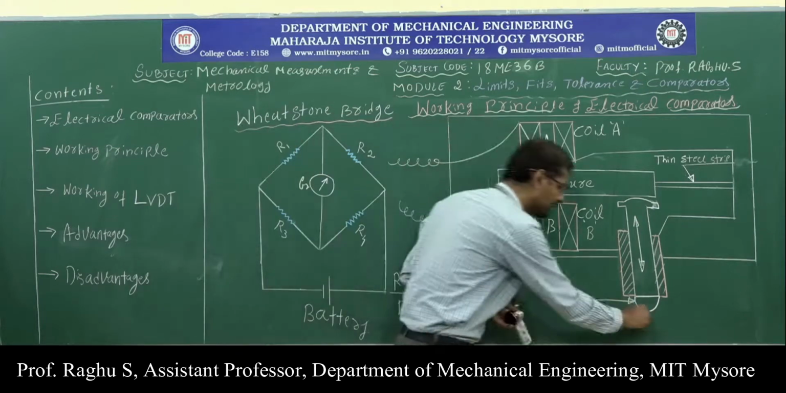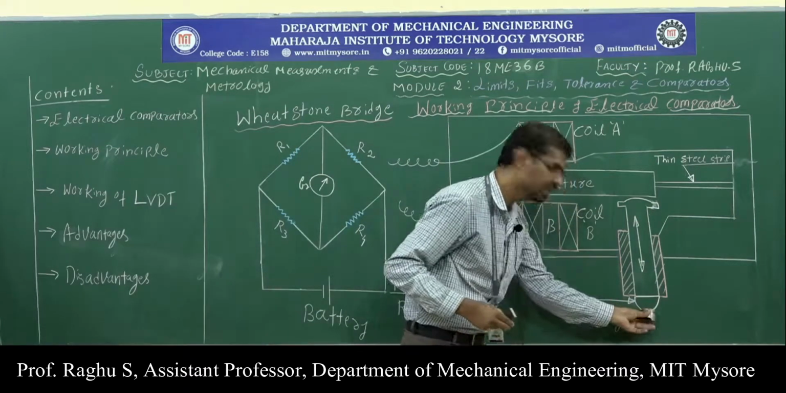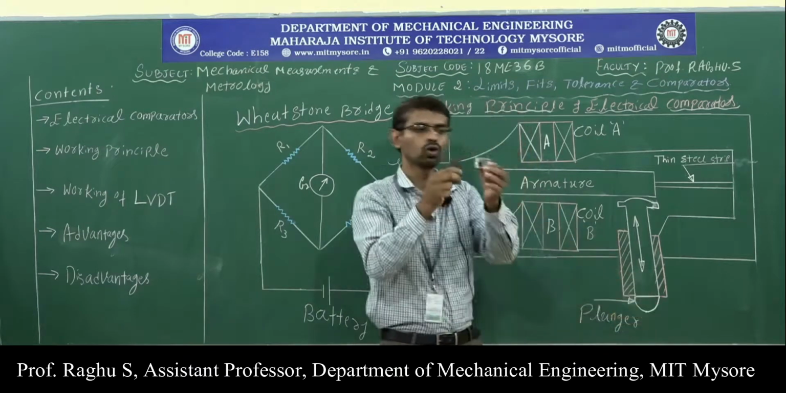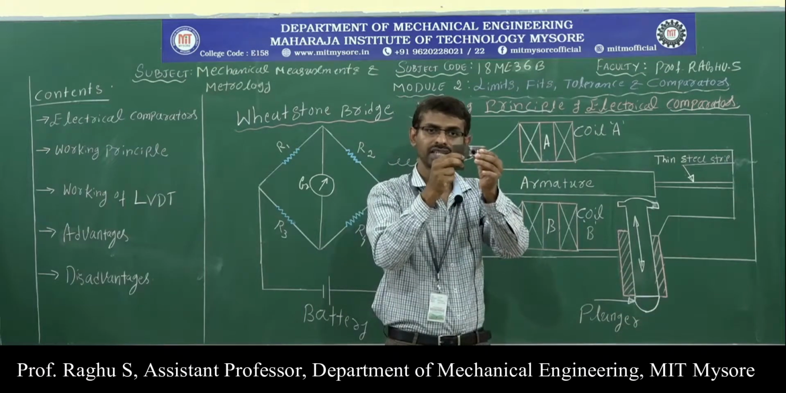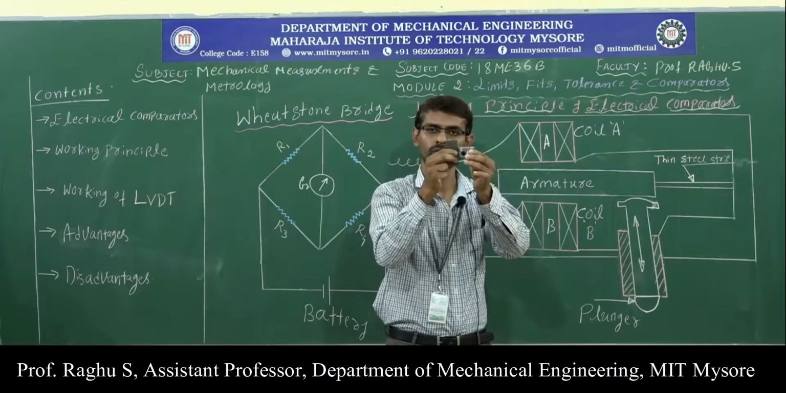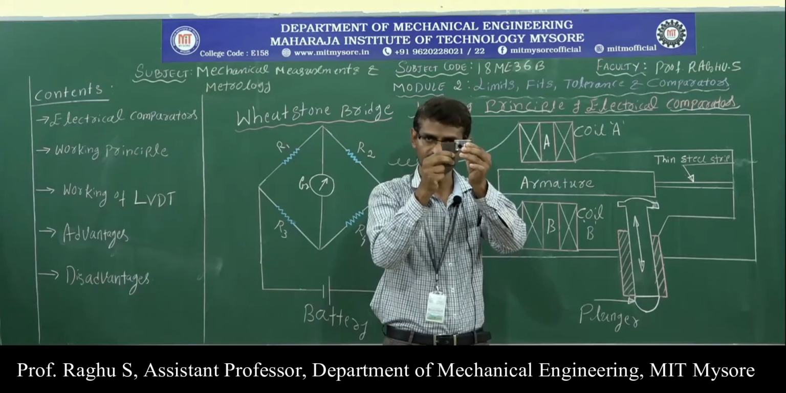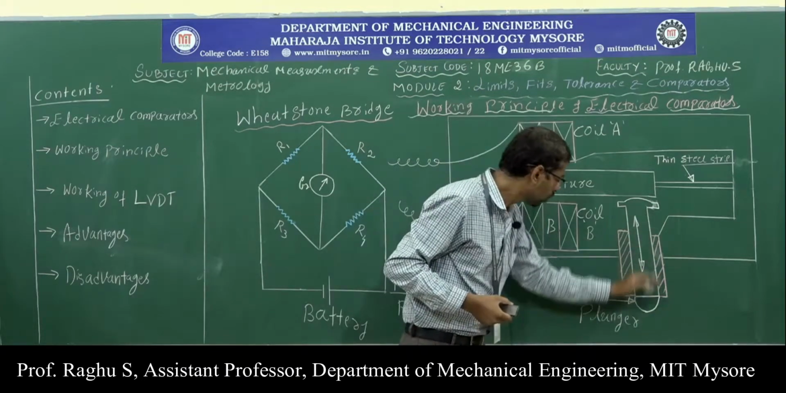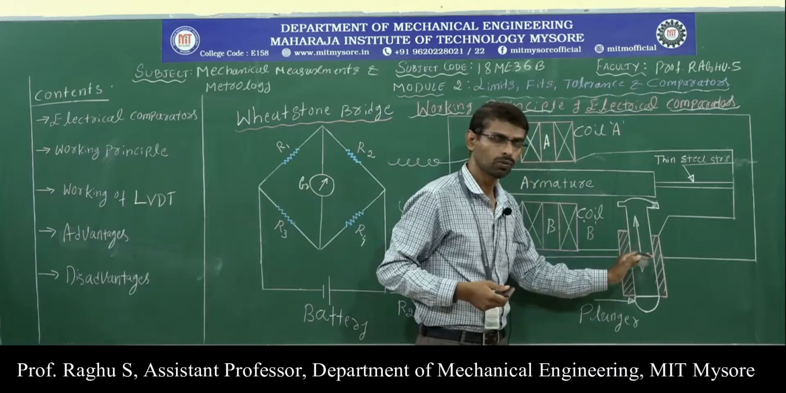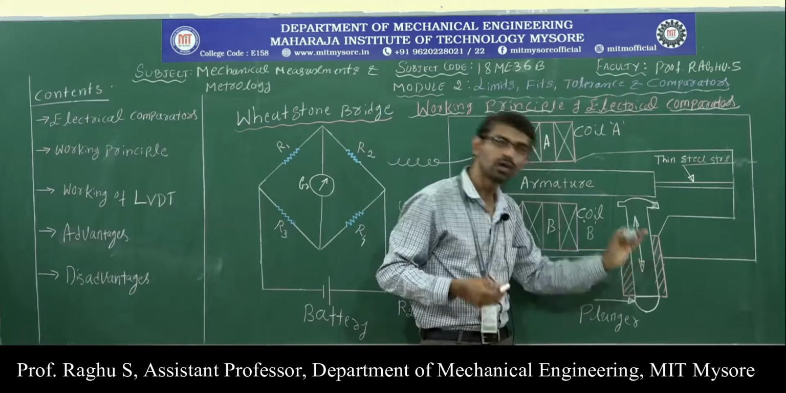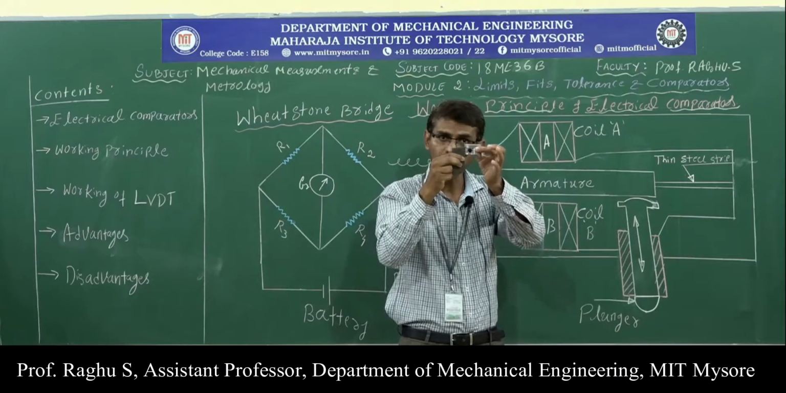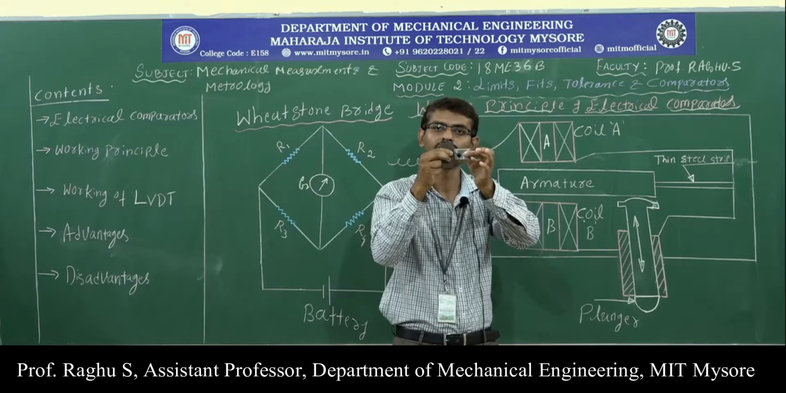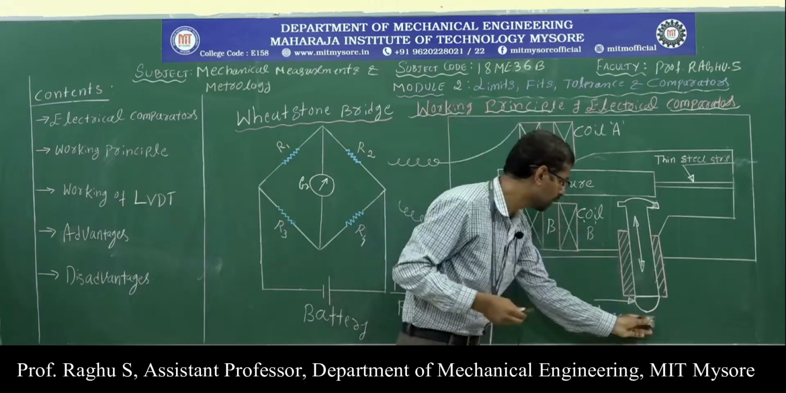Now the standard is taken out and the component to be inspected is placed below this plunger. If there is any dimensional difference between standard and workpiece, suppose the workpiece dimension is greater than the standard, or the workpiece dimension is lesser than the standard, then we can observe the movement of the plunger. Plunger movement takes place only when there is a dimensional difference between standard and workpiece.